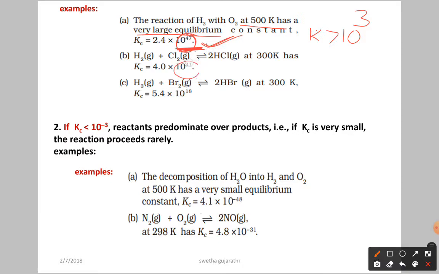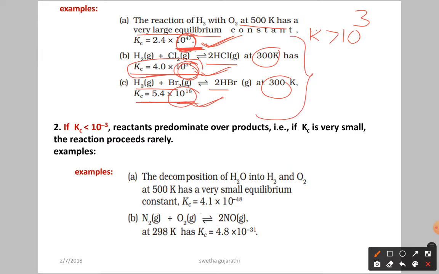Again, if you see here, 4 into 10 to the power of 31, for H2 and Cl2 giving rise to 2HCl at 300 Kelvin. 4 into 10 to the power of 31 is more than 10 to the power of 3, so the product concentration is more. Next example, H2 plus Br2 gives rise to 2HBr. At 300 Kelvin, the Kc value is 5.4 into 10 to the power of 18, which is more than 10 to the power of 3. So in all these reactions, the product concentration is more, which means the reaction proceeds in the forward direction. It indicates that the forward reaction is taking place.